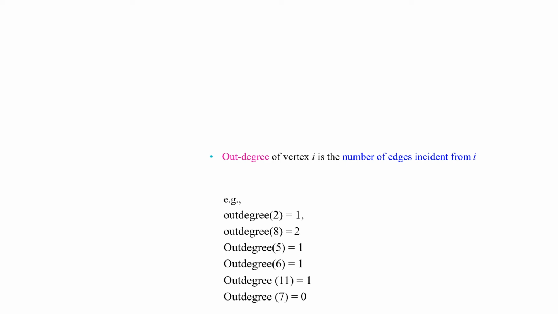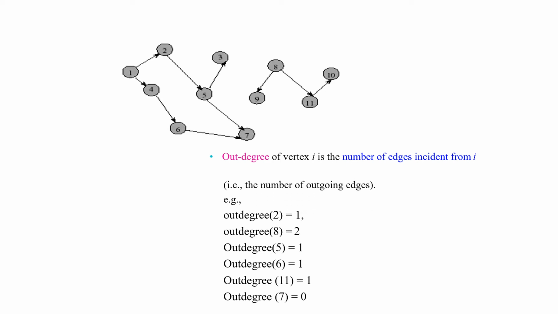Next one is out degree. Out degree specifies the number of outgoing edges. In this example, the out degree of 2 is 1 because there is only one outgoing edge. The out degree of 8 is 2, that is 9 and another one is 11. So out degree of 8 equals 2.